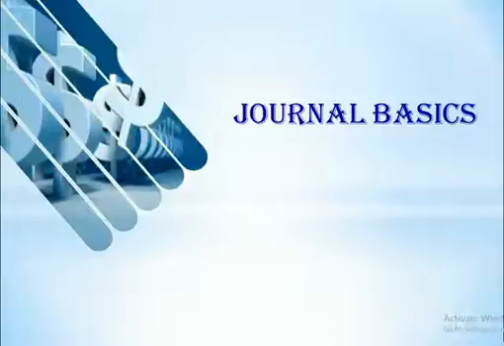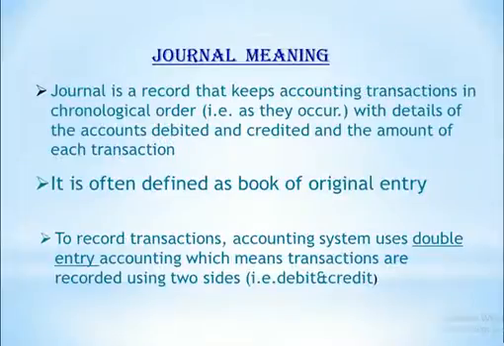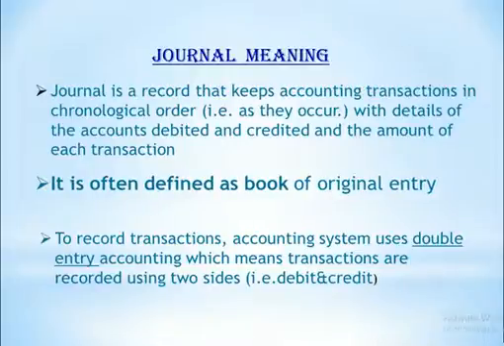Friends, now I am telling about journal basics to make journal entries easy. Now I am explaining the journal meaning. Journal is a record that keeps accounting transactions in chronological order, that means as they occur, and it also includes details of the accounts debited and credited and the amount of each transaction. It is often defined as the book of original entry.